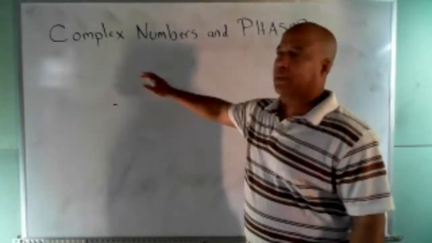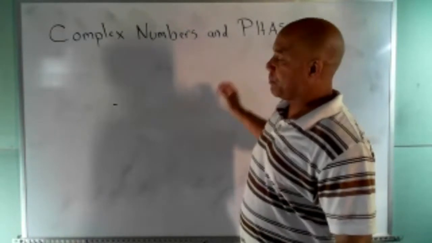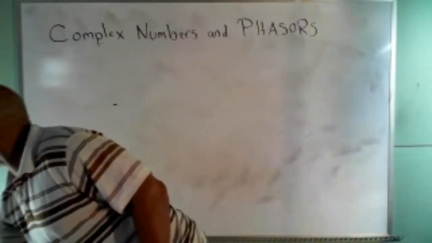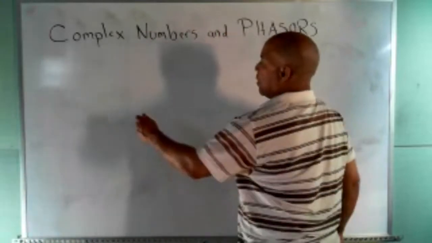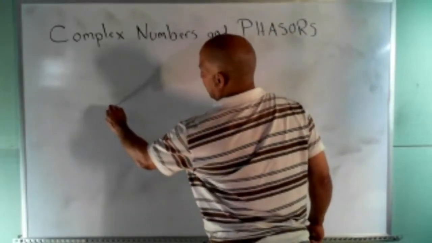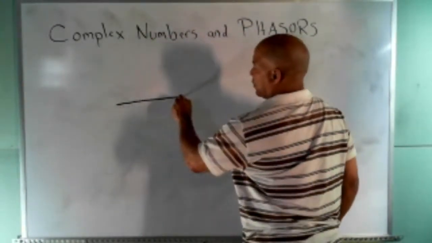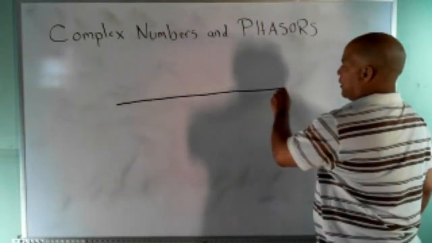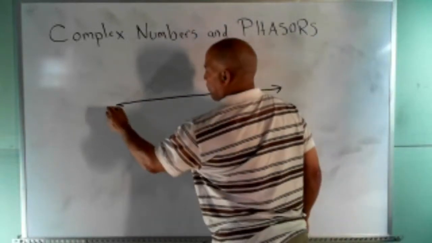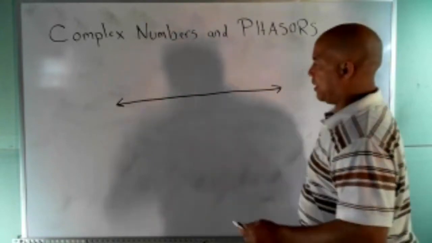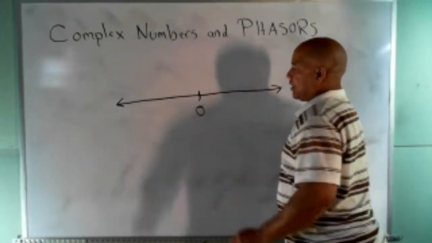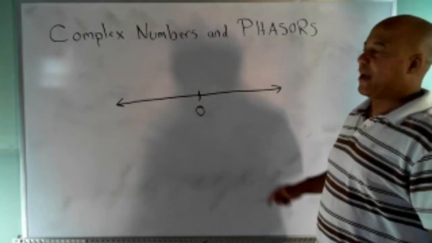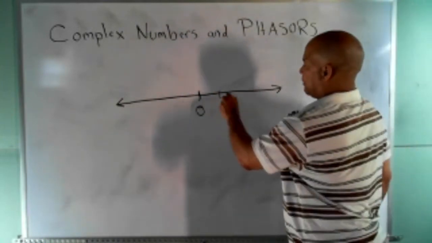Okay, so we're talking about complex numbers and phasors, the mathematics of AC. Somewhere in your life, you were taught the number line. So let's go to the number line. Maybe second or third grade, they showed you the number line, and they drew these two arrows on it like that. And I can put a mark here if I call that zero. Then I can start counting to the left and to the right like this.